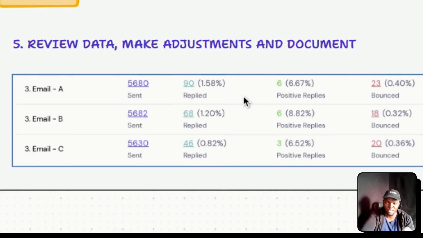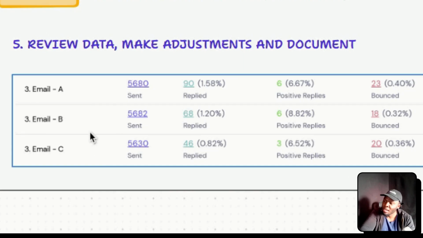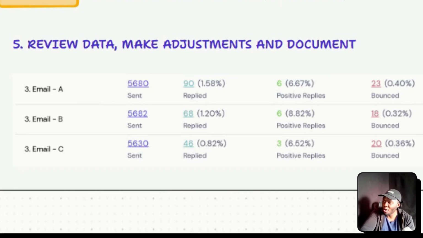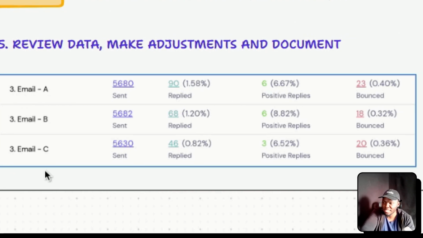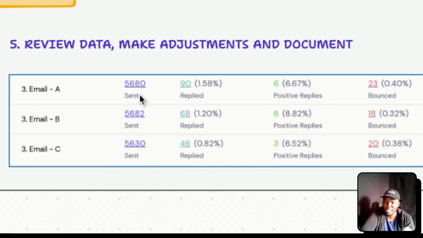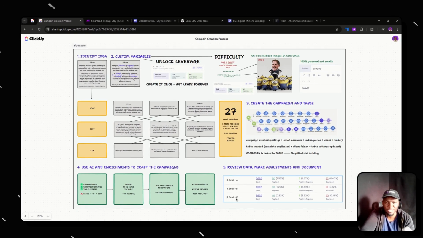So this is the final step that a lot of people miss. It's the reviewing data aspect and documenting, right? And then obviously you want to analyze how all of these combinations are working to figure out which one to eliminate and which one to keep going. So for example, we've got email 3A, B, and C, and each of them have sent an equal amount. But you'll notice that despite them sending an equal amount, email C is almost half of email A with regards to reply rates. And it's also half of the positive reply rates. So what does that mean? We should probably eliminate email C.